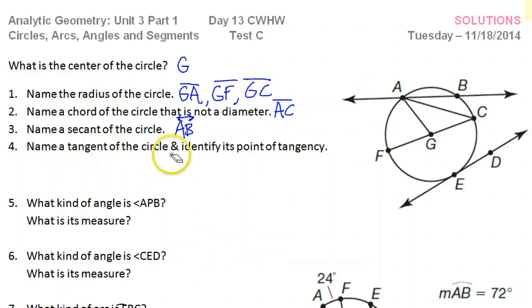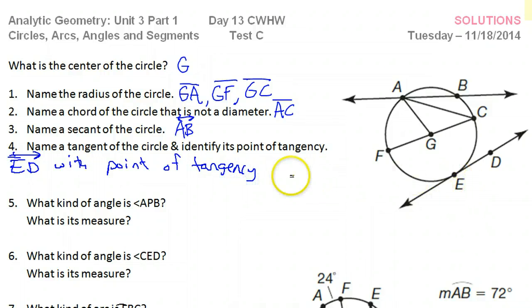Name a tangent of the circle and identify its point of tangency. Well, the obvious one here is line ED is a tangent line with point of tangency E.